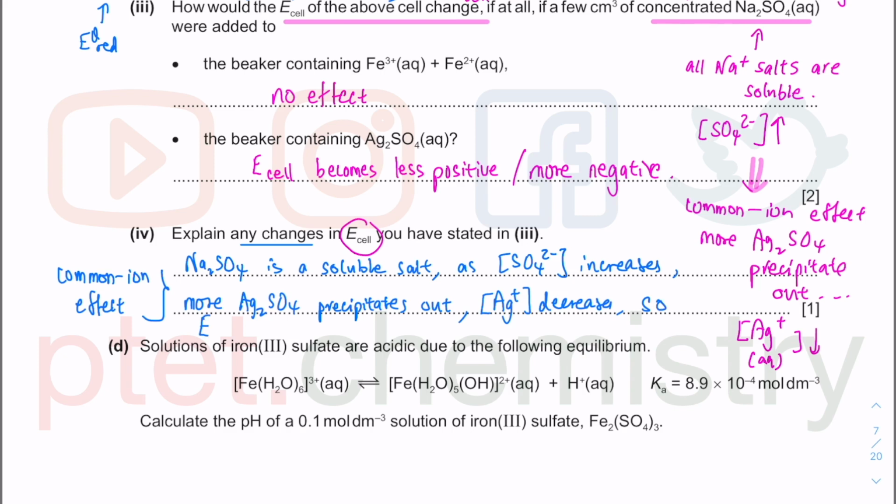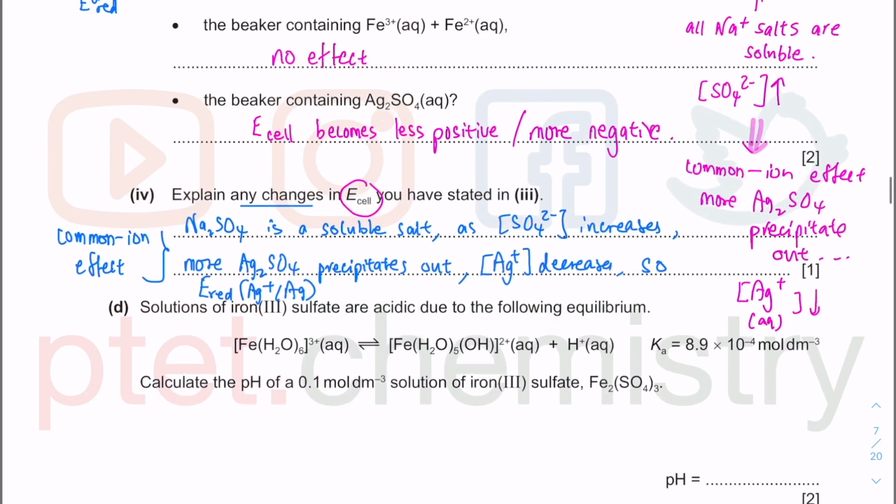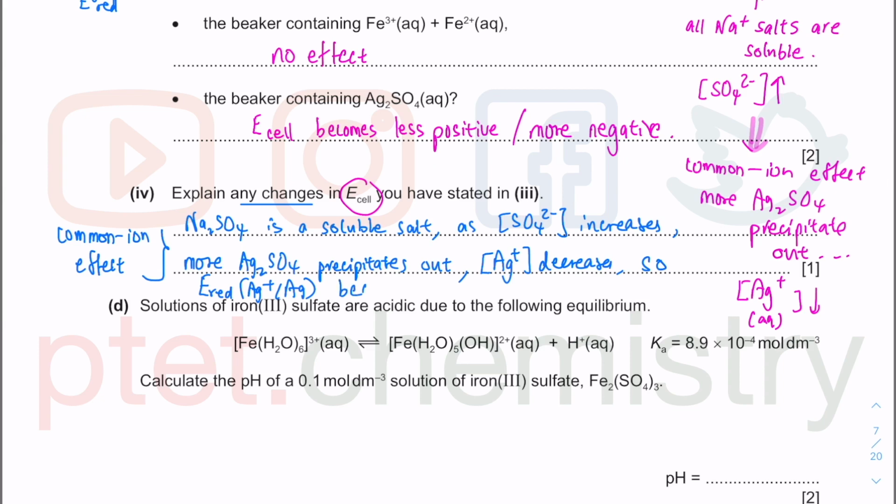So the E-red, which is for the Ag plus and Ag, just like how we explained for the previous bit of the question, is going to shift to the left in order to try and increase the concentration of Ag plus. Le Chatelier's principle, counteract the change to try and increase the concentration of Ag plus, shift to the left, this one becomes less positive. So if the E-red of Ag plus/Ag becomes less positive, what will happen to the E cell then? The E cell will become less positive. Okay, so hopefully that makes sense to you. They're pretty stingy back then with just 1 mark for this long explanation here.